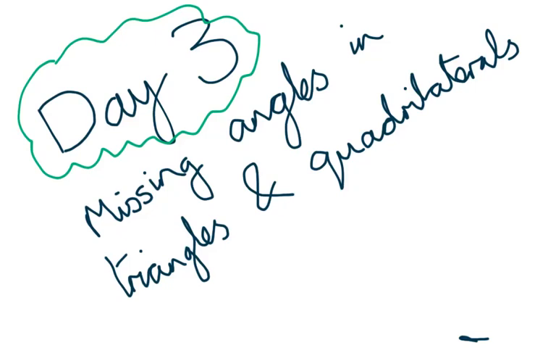Hi everybody and welcome to day 3 in your series of lessons on missing angles. So in lesson 1 you looked at finding missing angles in right angles. Lesson 2 you looked at finding missing angles on a straight line, and today we are looking at finding missing angles in triangles and quadrilaterals.